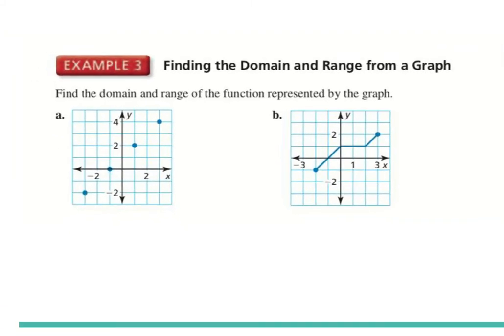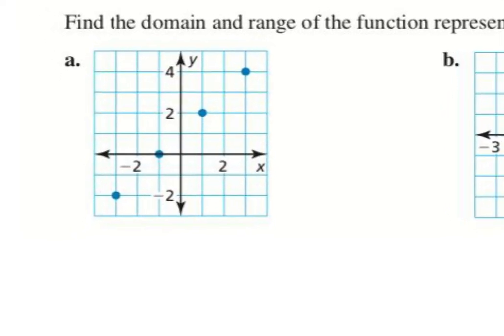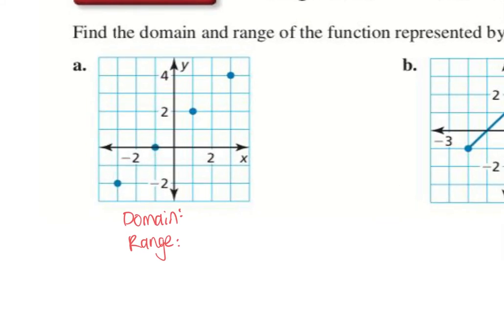Okay, let's find the domain and range from a graph, okay? So in A, we are finding what the domain and what the range is. The domain of A is all the values that X could be. Well, there's a point here, a point here, a point here, and a point here. There's 4 points. So there's going to be 4 domain values.